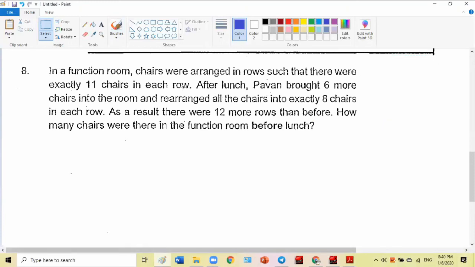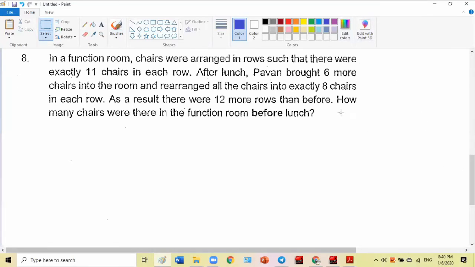Come, whose turn to read? Lucas, you're back already. That's not supposed to be your turn, we skip it. Come, Lucas, read. In a function room, chairs were arranged in rows such that there were exactly 11 chairs in each row.